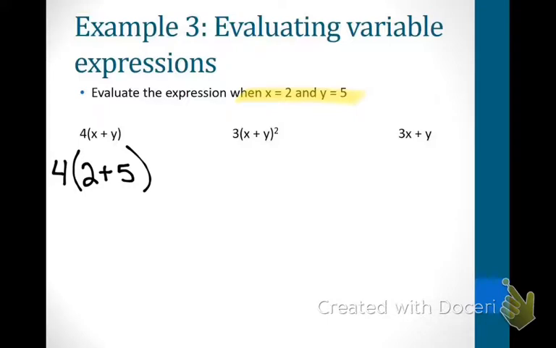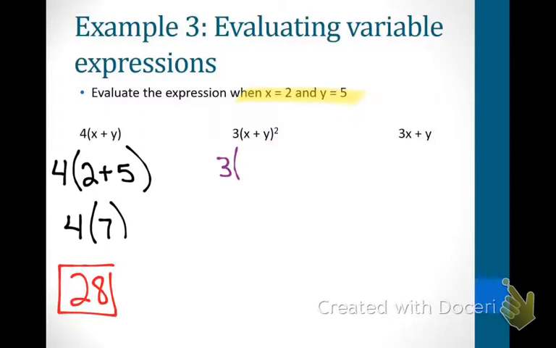So 2 plus 5 is 7. 4 times 7 is 28. Now on the next one, hopefully you've already gotten started on this one, we make our substitutions in 2 plus 5. What do I do first? What would I do first? Nope. I do what's in parentheses. Now I have 3 times 7 squared. Now, do I multiply first or do I do my exponent first? Exponent. 7 squared is 49.